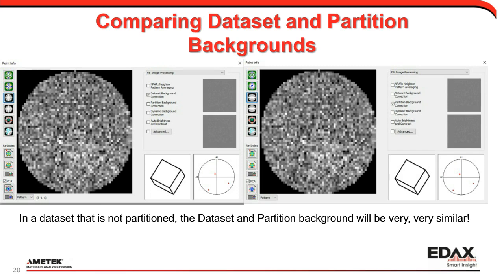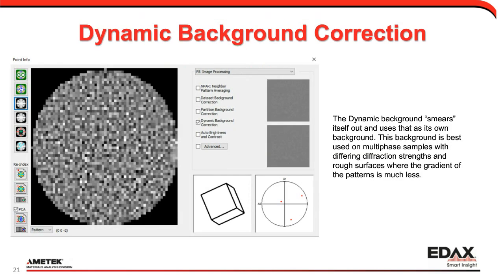The other background I often find useful is the dynamic background. The dynamic background basically smears out the pattern itself and uses that as its own background. This background is best used on multi-phase samples with different diffraction strengths and also on rough surfaces where the gradient of the pattern is much more non-uniform. And again, you can see the differences here with the dynamic background. You tend to get a little bit less contrast.